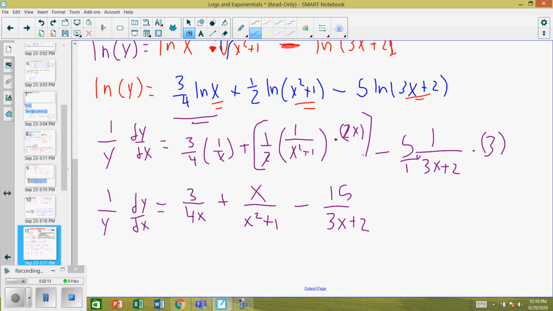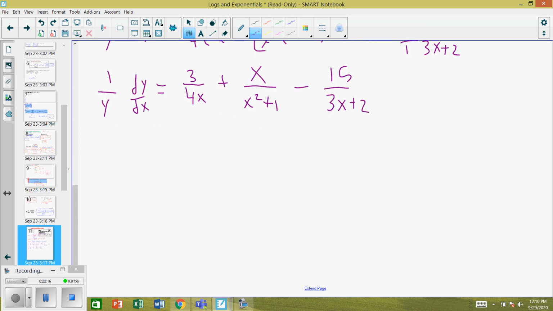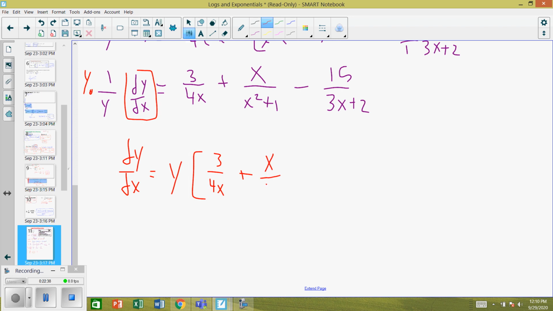And then the third step says, once I get it simplified and take the derivative, just get dy over dx by itself. And the nice thing is all we're going to have to do for that is just multiply both sides by y. And then we're good. So this is dy over dx equals y times this entire quantity, 3 over 4x plus x over x squared plus 1 minus 15 over 3x plus 2.